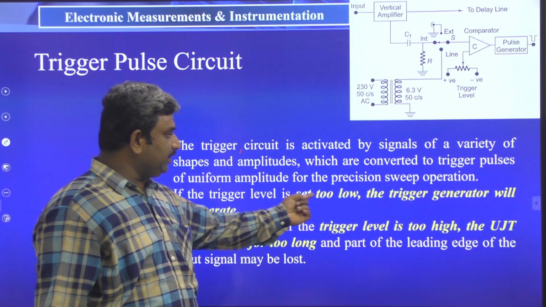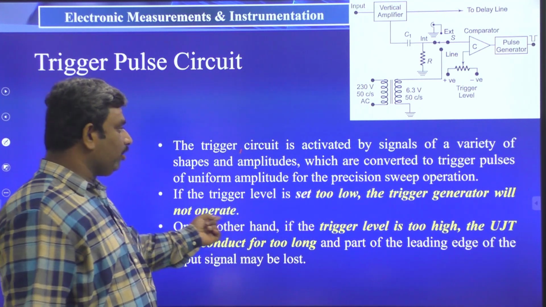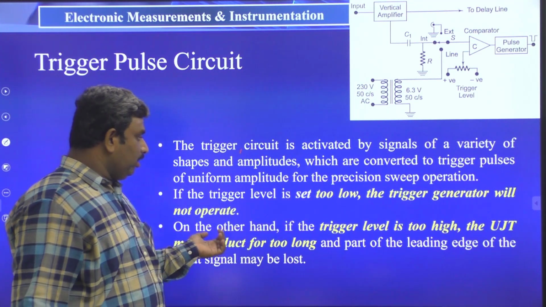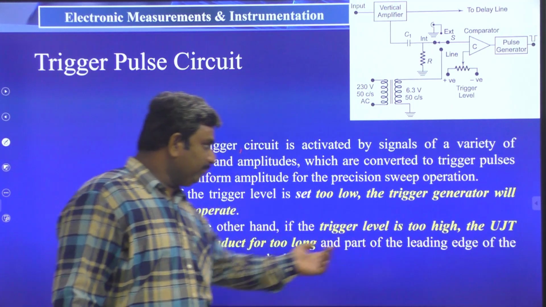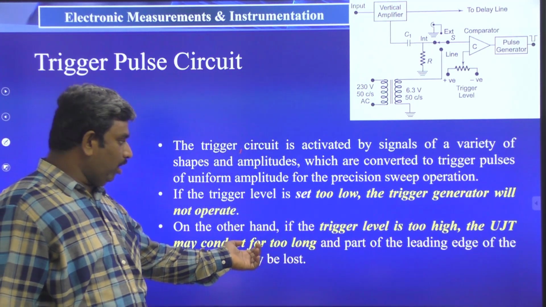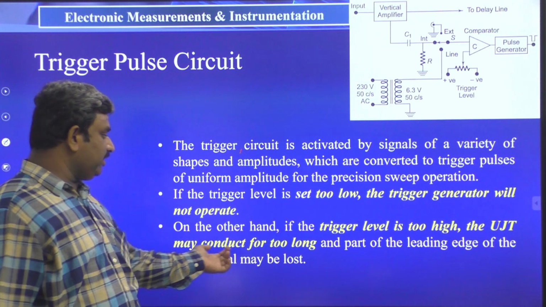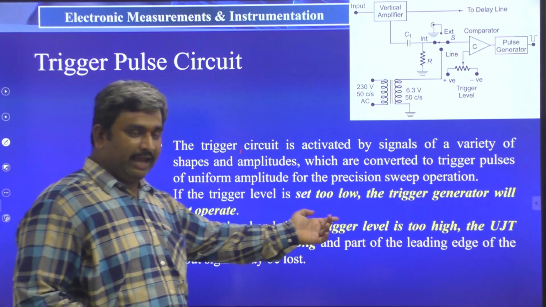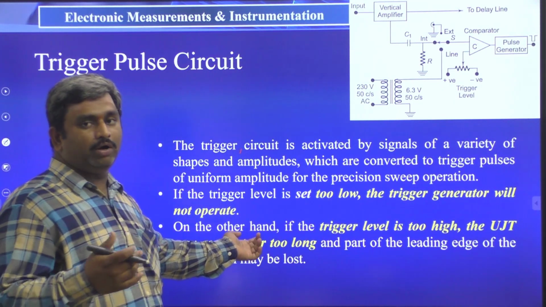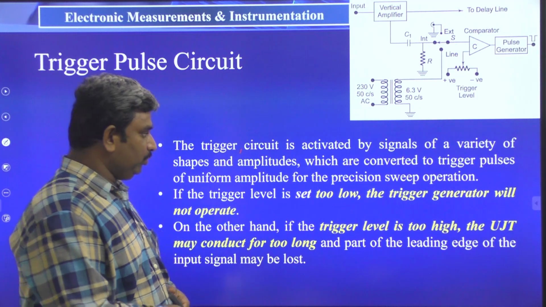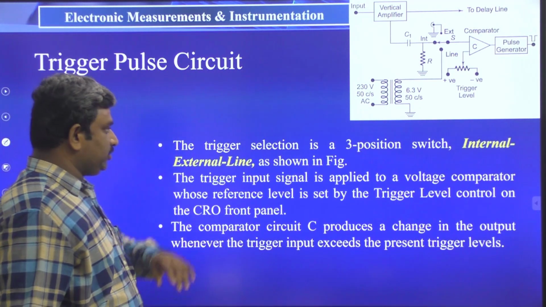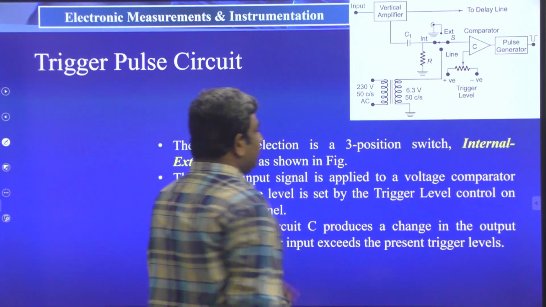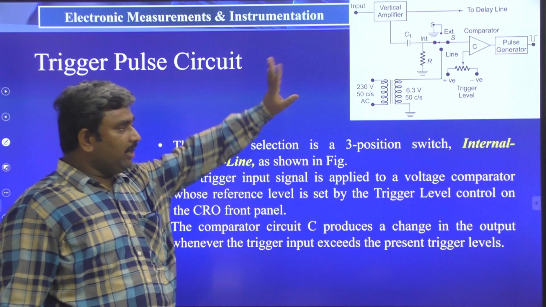If the trigger level is set too low, the trigger generator will not operate. If it has very little voltage, it is not going to operate. When the triggering level is too high, then the UJT may conduct too long and part of the leading edge of the signal may be lost. So whenever the triggering output level is high, the UJT may conduct for a long time and it will operate the circuit. Okay, right. Next, the triggering selection uses the three position switch we have discussed: internal, external, line, as shown in that figure.